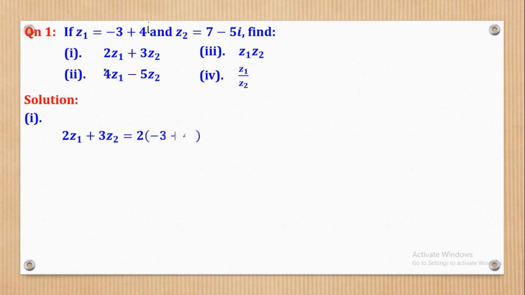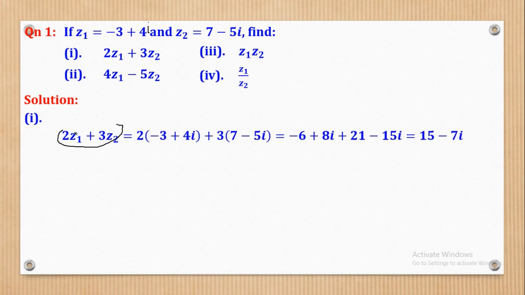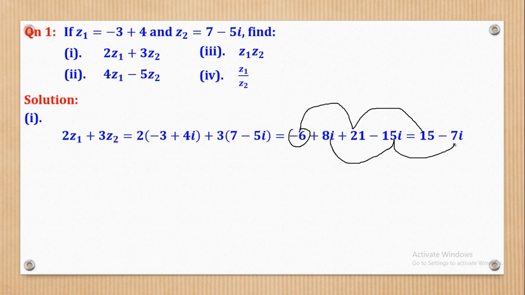So we shall start with Roman 1. Roman 1 says 2z1 plus 3z2. So what you do, you are going to substitute for z1 and also for z2. After that, now this one is multiplying a complex number with a constant. So this 2 multiplies this and also this to give you this. Then also this 3 multiplies this and this to give you this part. Then after that, we're adding 2 complex numbers, so you collect like terms, real part alone. So -6 plus 21 gives you positive 15. Then positive 8i minus 15i gives you -7i, and that would be the value of this which they wanted.